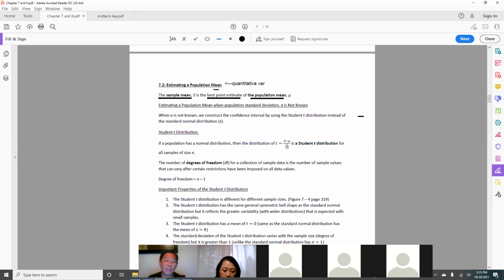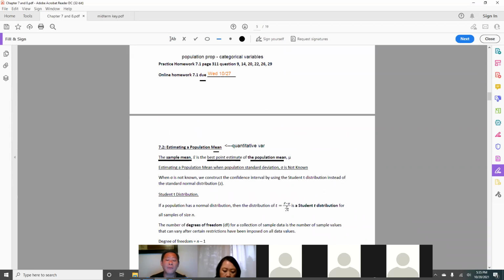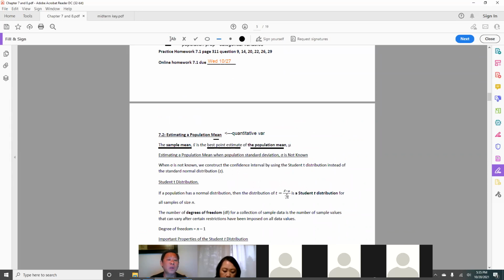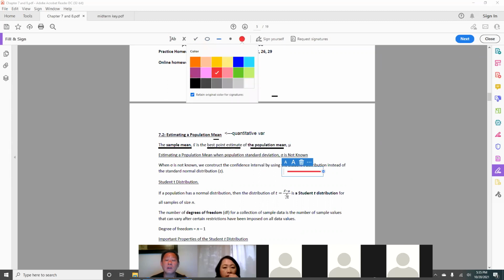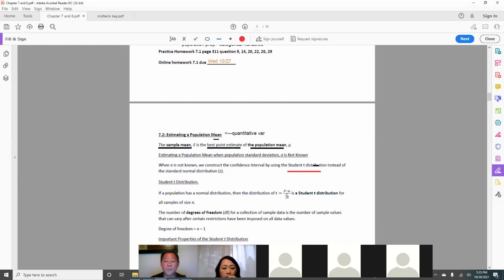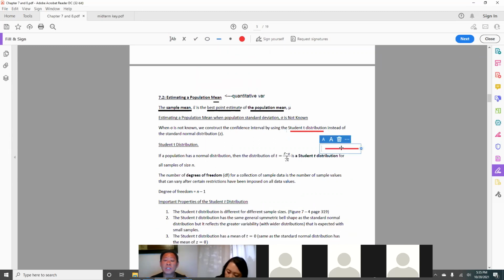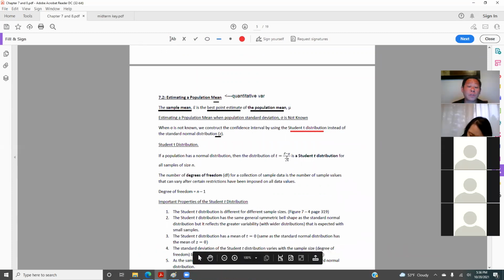So last time we used a Z distribution or normal distribution to do 7.1. In 7.2, we will be talking about the student t distribution. So this is a new distribution. It's not going to be the normal distribution anymore. It's going to be a student t distribution. So we're not going to use normal. Normal is just for proportion.